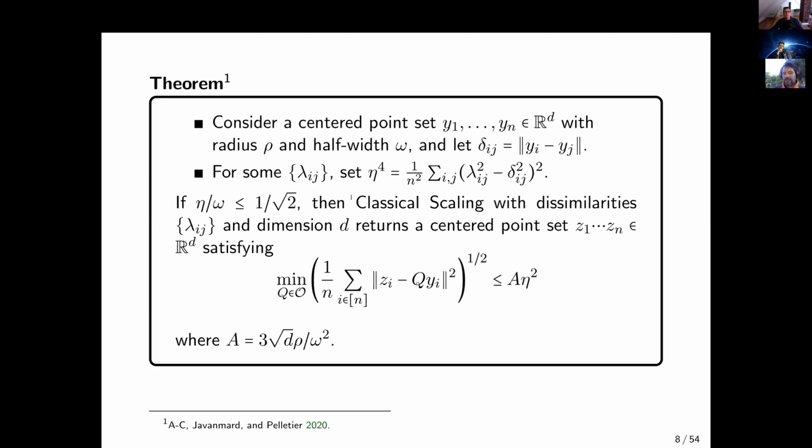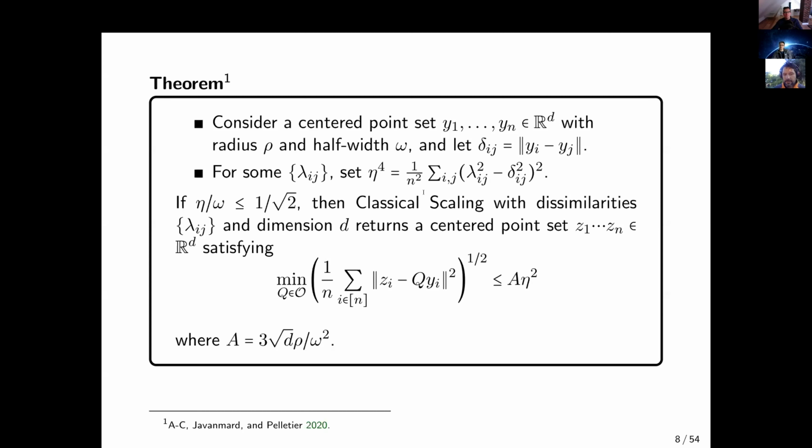So classical scaling cannot recover the exact point set no matter what, because it's up to a rigid transformation. We only have pairwise distances after all, which are of course invariant with respect to rigid transformations. So therefore, we cannot hope to recover the point set exactly. We can only hope to recover it up to a rigid transformation, because the point set is centered, by the orthogonal group here.